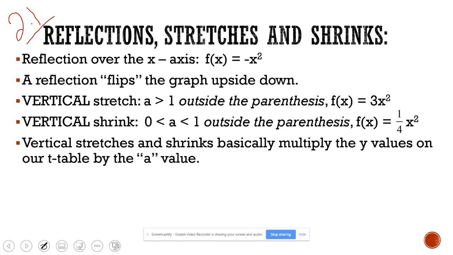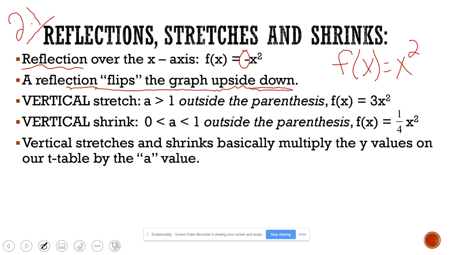Welcome back, everybody. We are continuing our notes in section 2.1, talking about transformations of our parent quadratic function. And remember, that can be f of x is equal to the parent function x squared. Our next transformation is going to be reflections. For now, we're going to reflect over the x-axis. That's adding a negative in front of our parent function, and it flips our graph upside down.